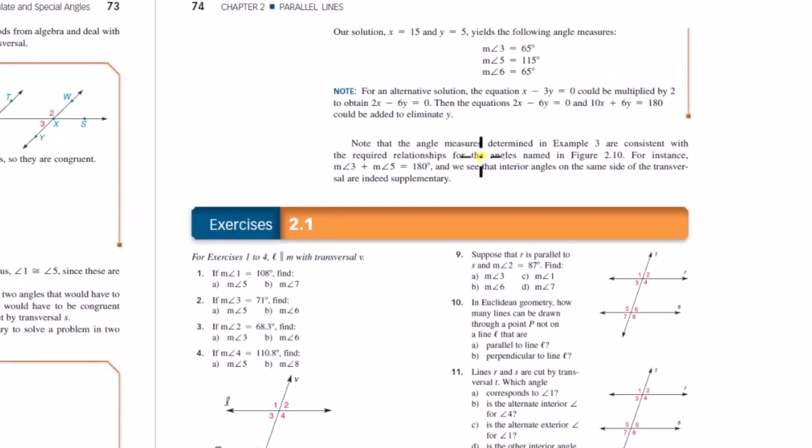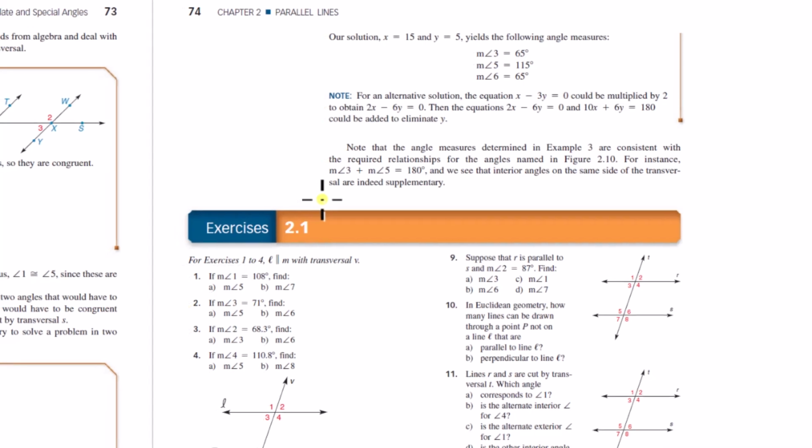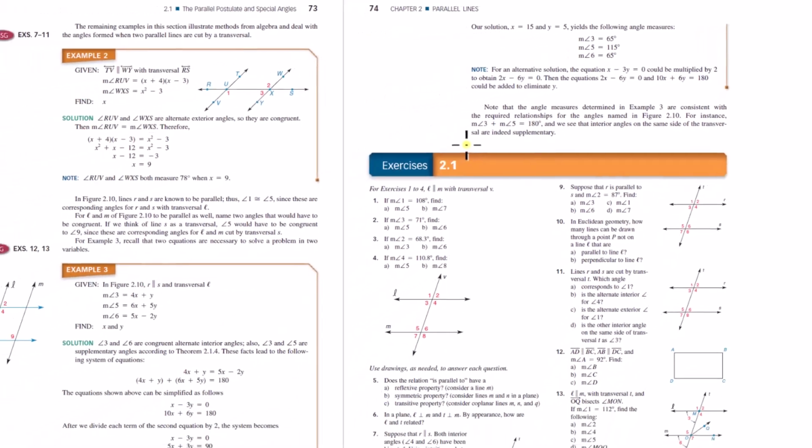Note that the angle measures determined in example 3 are consistent with the required relationships for the angles named in figure 2.10. For instance, the measure of angle 3 plus the measure of angle 5 is 180 degrees, and we see that the interior angles on the same side of the transversal are indeed supplementary. Any example that we work is going to need to be in conjunction with all the theorems and postulates that we just talked about in this section, and they will be. Okay, let's work some example problems.